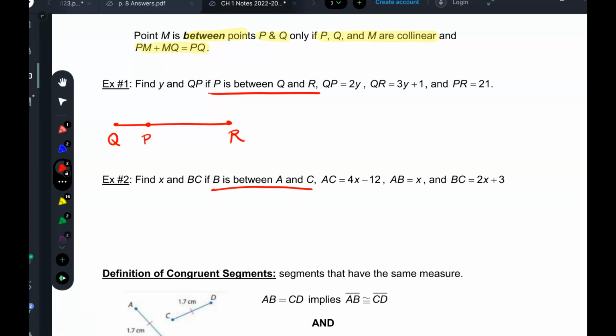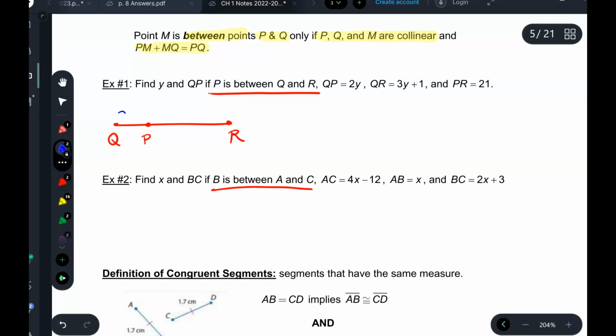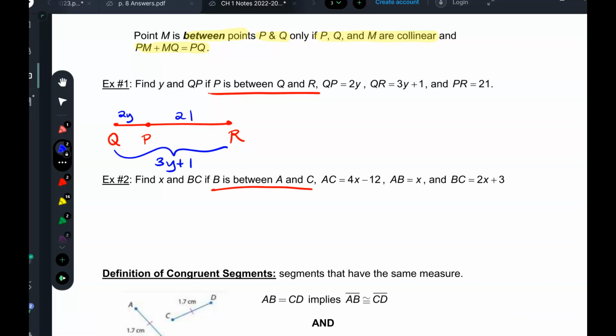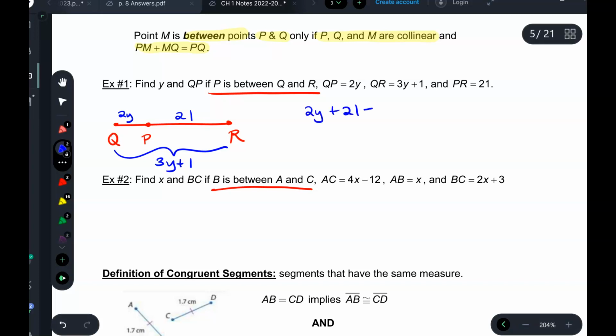We know the length of QP is 2y. QR is 3y plus 1. That's referring to the entire length of the larger segment. And PR is 21. So what do we want to do? We want to set up an equation to solve for y. Raise your hand if you have that equation, Rosie. 2y plus 21 equals 3y plus 1. Perfect. 2y plus 21 has to be equal to 3y plus 1.